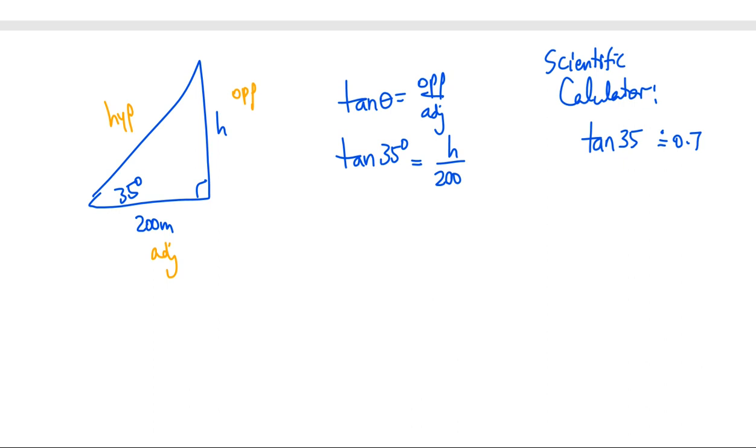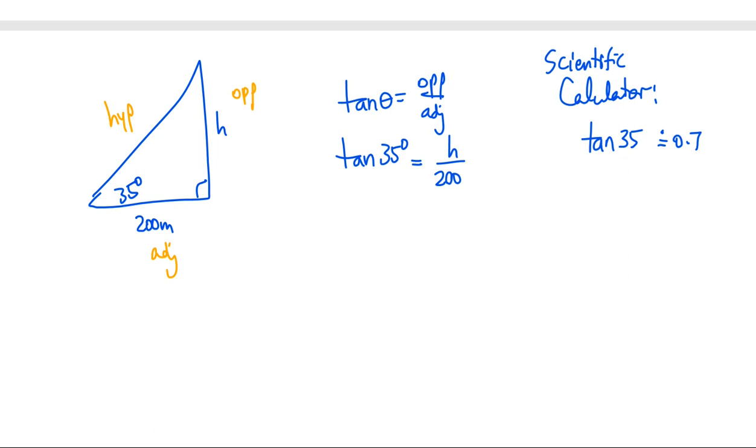If you are using a cell phone and not a calculator, you will need to open the calculator and turn your phone sideways, and that will open the scientific calculator. With that one, you will need to put the number 35 first and then hit tan. But with most other calculators, you can hit tan first and then the number, and you get 0.7.